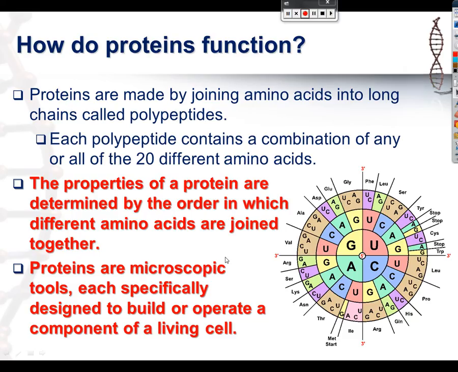Remember that the properties of a protein are determined by the order in which these amino acids are joined. If you look back to the previous slide that I showed, you'll see how different amino acids were joined in a particular order on that polypeptide chain. That would make a particular protein. If you change the order, it would make a completely different protein.